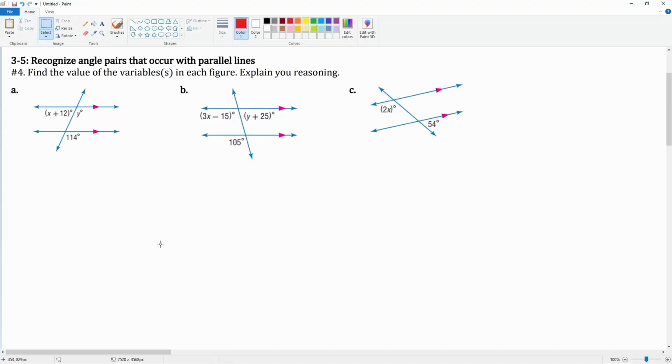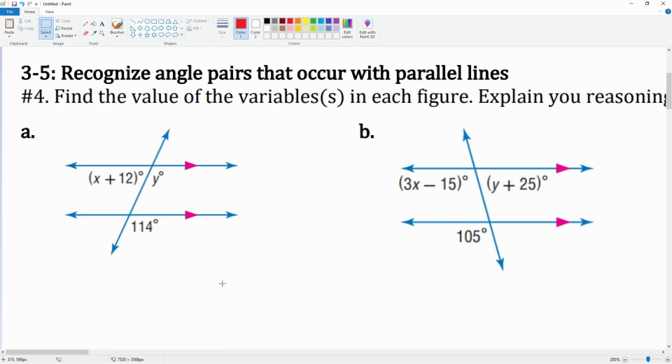This is 3-5. You're going to recognize angle pairs that occur with parallel lines. Number 4, you're going to find the value of the variable in each figure, explaining your reason. Here I'm only going to do A, B, and C. This is going to be the first half of the video. Okay, let's take a look.